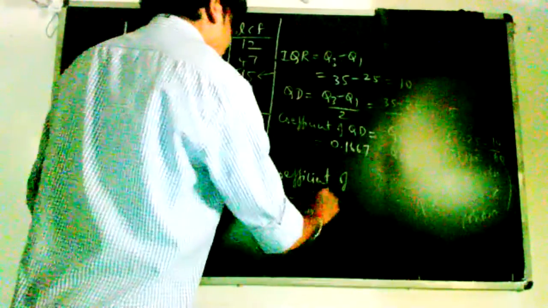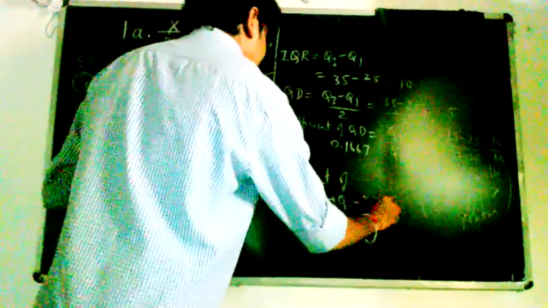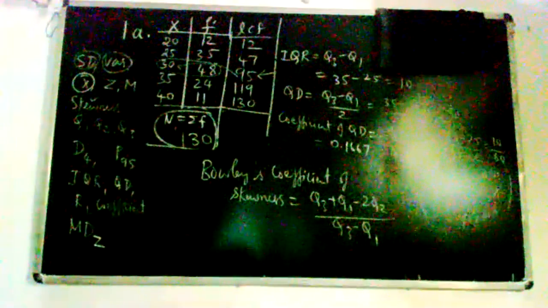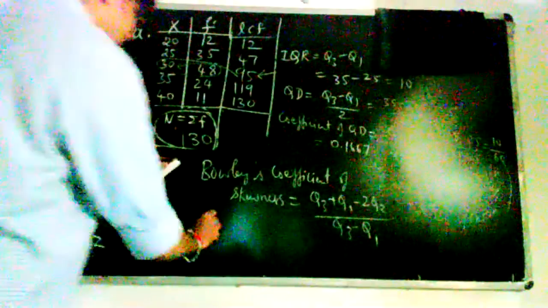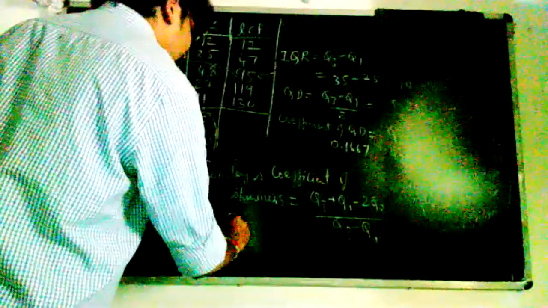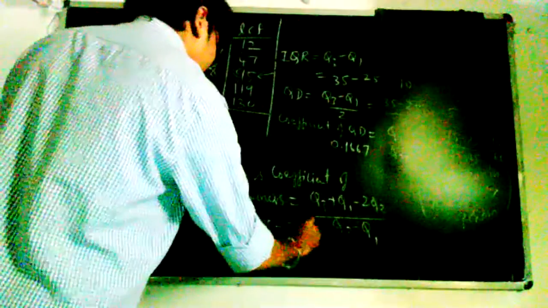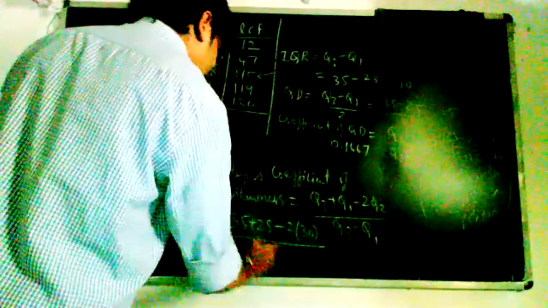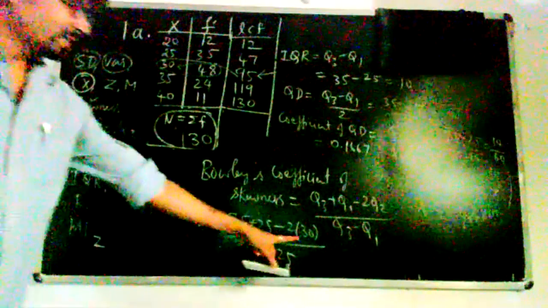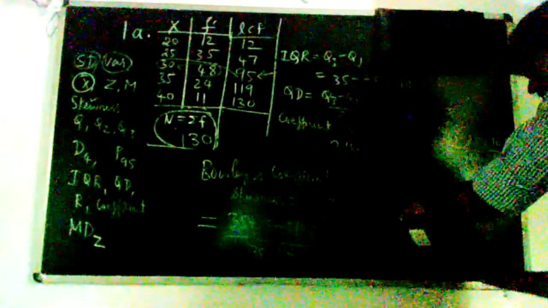So this remains the same. These formulas remain the same for raw data, discrete data, and continuous data, but only the methods of obtaining the quartiles differ. So we have Q3, Q1, Q2. Substitute those values. We had Q3 as 35, Q1 as 25, Q2 was 30, divided by Q3 minus Q1. 35 plus 25 is 60. 2 times 30 is also 60. You'll get 60 minus 60, which is 0. So the coefficient of skewness is 0. This indicates the distribution is zero skewed, or you can say symmetric.